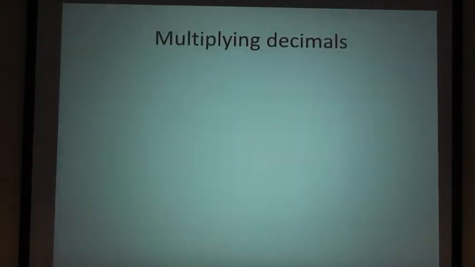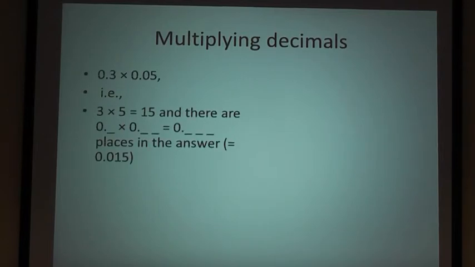Now let's move on to multiplying decimals. So if we had to do 0.3 times 0.05, 3 fives are 15. There's 1, 2, and 3 decimal places there. You move that 3 decimal places to the left, and you get 0.015.